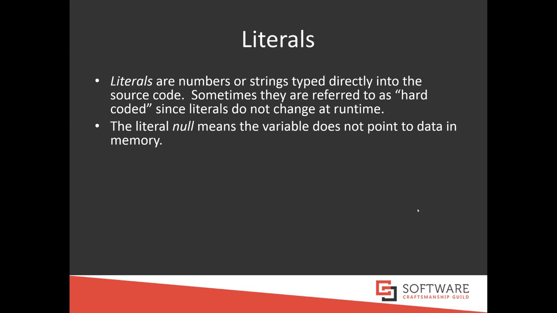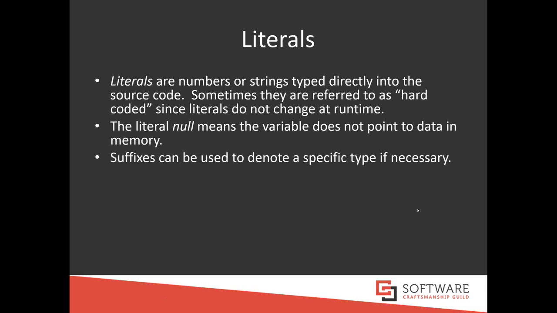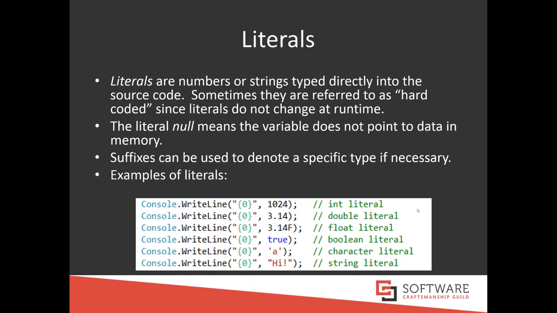There is a special literal we're going to explore later called null, and that means the variable does not point to data in memory. We can use suffixes to denote a specific type of literal if necessary. This is very useful when you're working with numbers. So here's some examples. If we put the literal 1024, that is going to default to an int. 3.14 will default to a double. If we would like that to be a float, we can put a capital F after it. That's that suffix I was talking about.